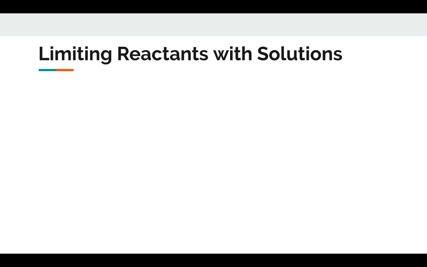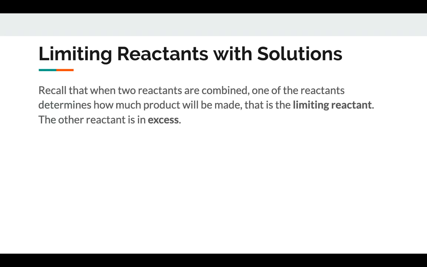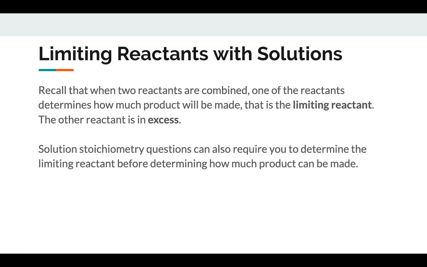So now we're going to look at some stoichiometry problems that involve solutions, but that also involve having to determine the limiting reactant. So hopefully you remember that when two reactants are combined, one of the reactants determines how much product will be made because it's going to run out first. And that's the limiting reactant.